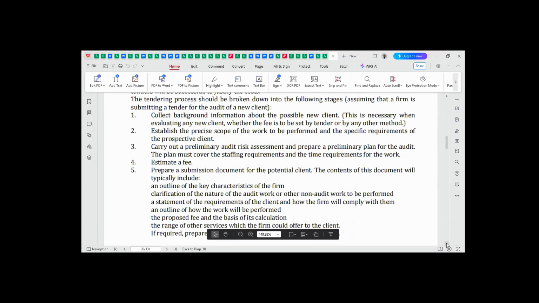Then you're also going to talk about, in your brochure, how you usually calculate your audit fee, how you arrive at your audit fee, and other services that your firm could offer to the client. All of this will be included in the tender document that will be submitted or shared with the prospective clients. So the intention of all of this is that at the end of the day, there will be a need for you to give what? A presentation to the client.